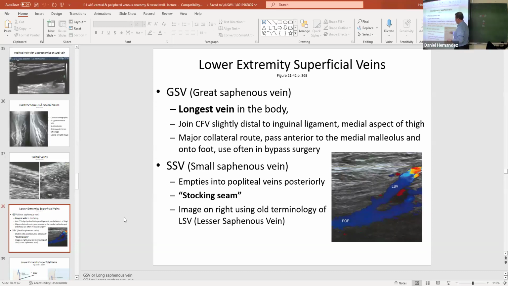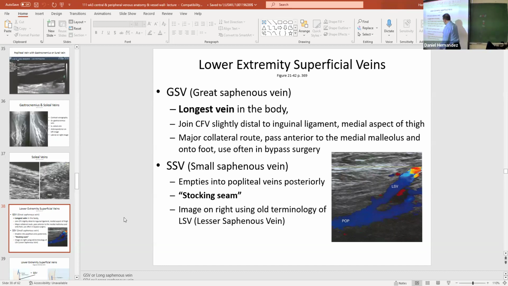This one is pretty much just relegated to the calf, unless we have any sort of anatomical variant. It's often referred to as the stocking seam vein because it runs directly in the middle of the back of the calf. So think posterior calf: it just runs directly up and down the middle of the back of the calf and empties into the popliteal vein behind the knee.